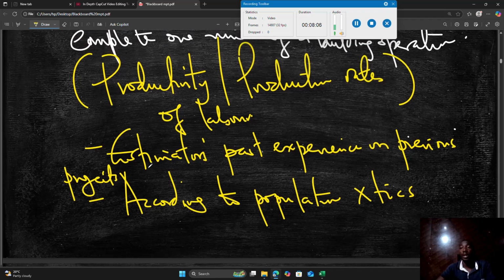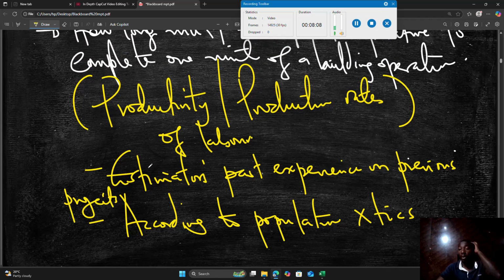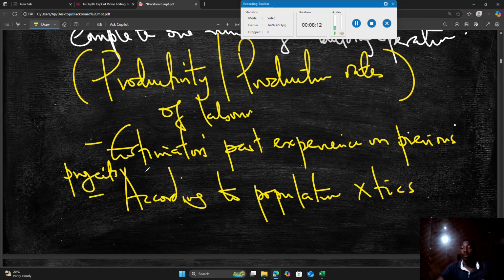How a certain group of people work may differ, and so you may find some, of course this is just bias, but some tribes or some groups of people may be considered to be more hardworking than others, and so you may find they vary in terms of the production rates.